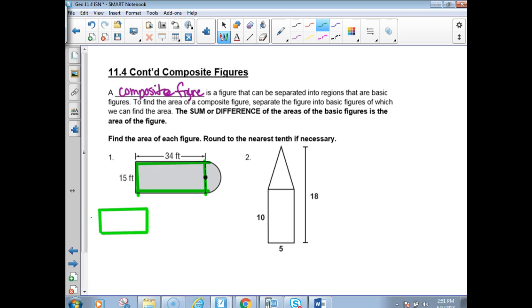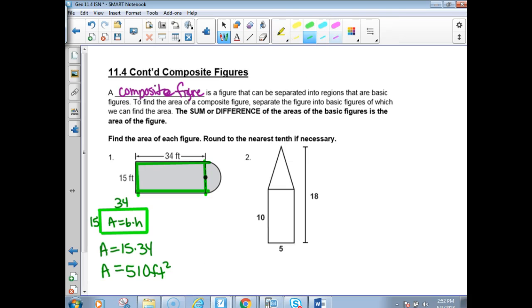15 would be on this left side, 34 at the top. So the area of this rectangle is base times height. I just wrote the formula on the figure, and now I'm going to write it down here. It'd be 15 times 34. And we'll go ahead and figure that out. 15 times 34, please. 510. Thank you. All right, so I got 510 square feet for the area of the rectangular part.